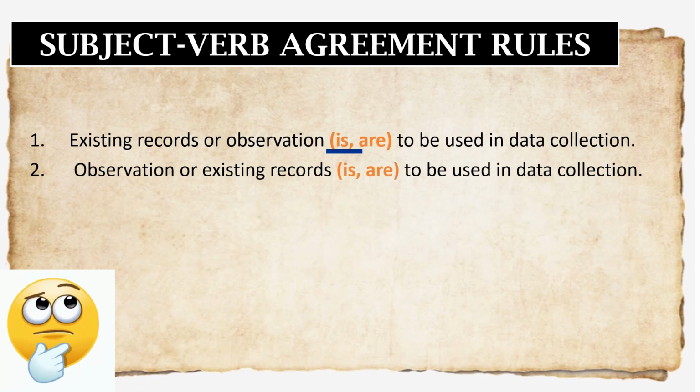How about observation or existing records are to be used in data collection? In this sentence, what is now the subject that is closer to the verb? It is existing records, and existing records is plural, therefore we need to use are.